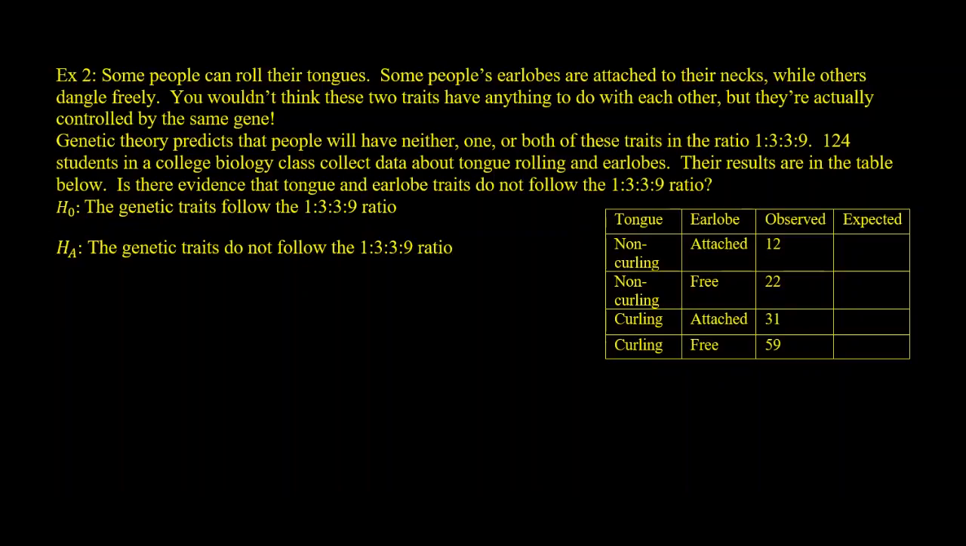So let's find our expected counts. We calculate that by taking the 124 and multiplying by the ratio. So we have 1:3:9. That's going to be 16. So for non-curling and attached earlobe, we do 1/16 times the total number of people, 124. For non-curling, we do 3/16 times the 124.